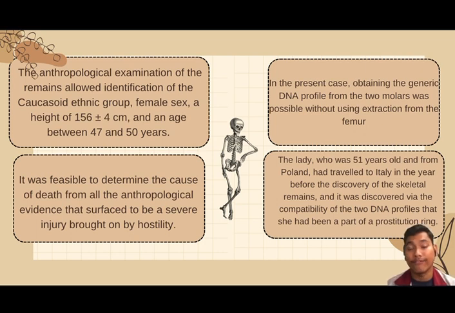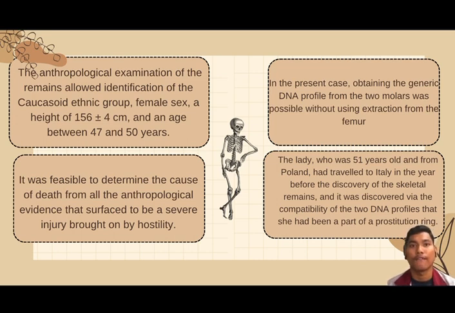From the results and the investigation that we made, we can also know that the anthropological examination of the remains allowed us to identify the person. We can know that the person is from the Caucasian ethnic group and the sex is female. She had a height of 156 plus or minus 4 cm and the age was between 47 and 50 years. In the present case, the generic DNA profile obtained from the two molars was possible without using extractions from the femur, which is from the bones.